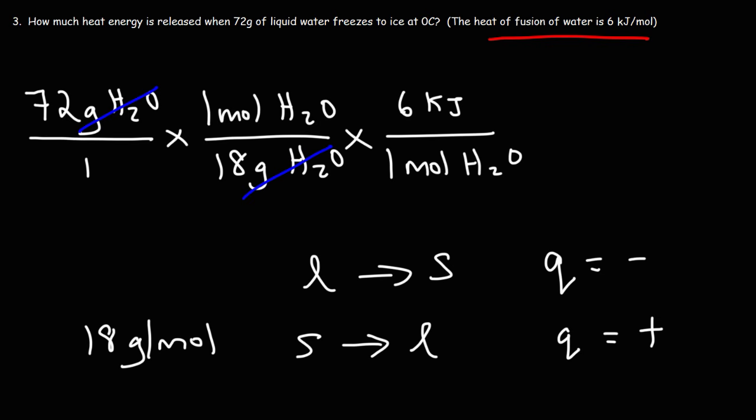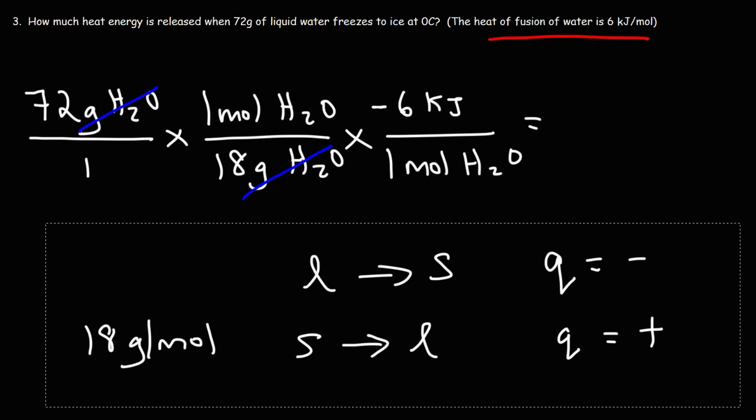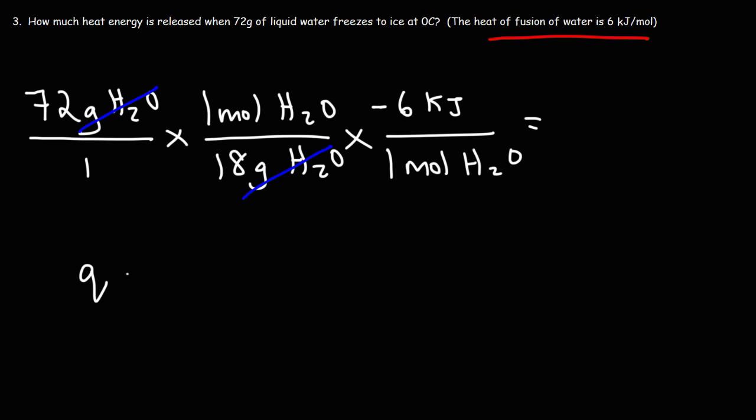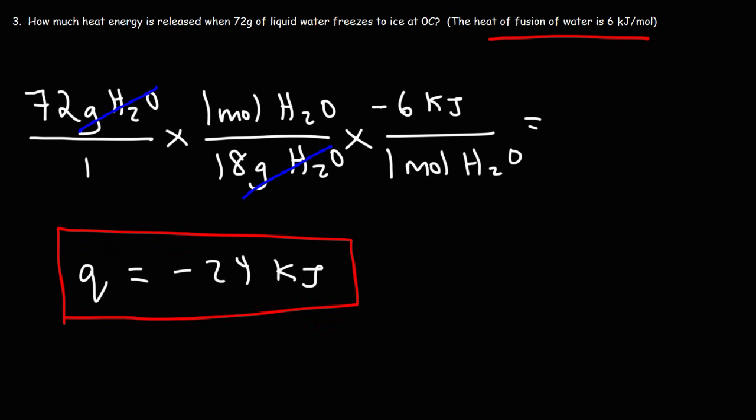If you're going from a solid to a liquid or a liquid to gas, that's going to determine the sign of the answer. So because energy is released, we're going to add a negative sign, because Q should be negative anytime heat energy is released. So it's going to be 72 divided by 18, which is 4, times 6. So the answer is going to be negative 24 kilojoules. So that's how much thermal energy is released when 72 grams of liquid water freezes to ice.